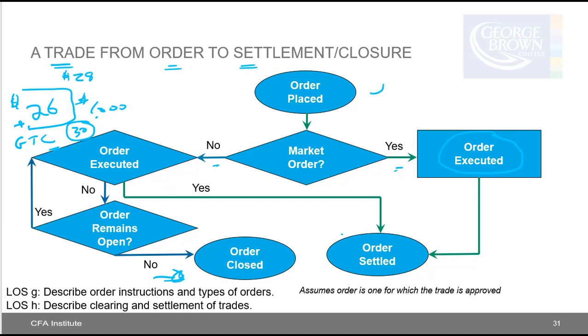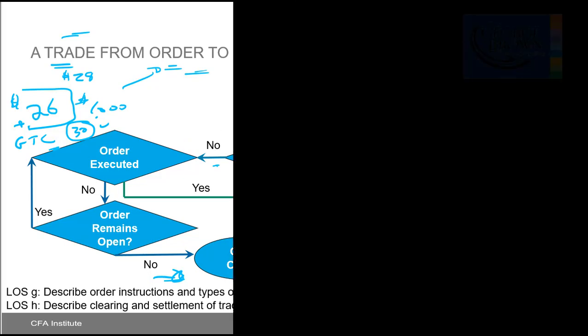If it's filled, it's going to be settled. If it's not filled, it's going to remain open, okay? And if the 30 days come up and it's never traded at $26, the price has gone up, then the order is going to close. So that's just a simple graphic with regards to a trade from order to settlement and the difference between a market order or some type of limit order.